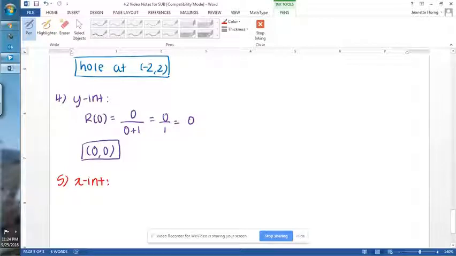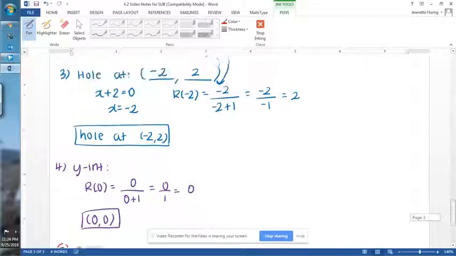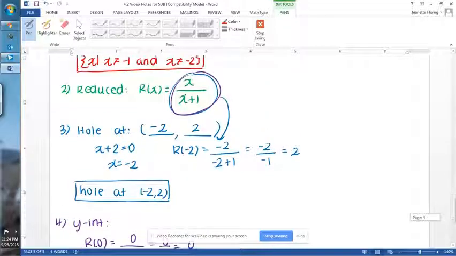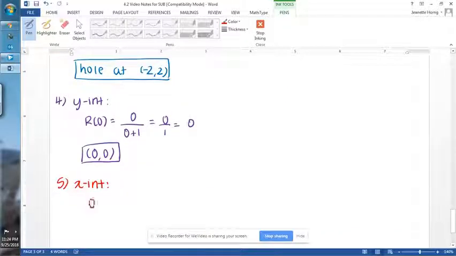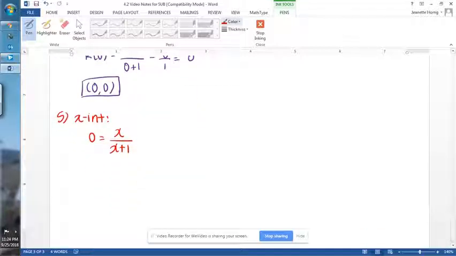To find our x-intercepts, you're going to set the y value equal to 0, or in this case, r of x equal to 0. So we'll say, when does 0 equal x over x plus 1? Again, if you want to take the shortcut, you can take the numerator and just set it equal to 0, or you can solve this the legitimate way, and you can see that the shortcut's going to work out for us. So I'm going to cancel out my x plus 1's after I multiply on both sides.